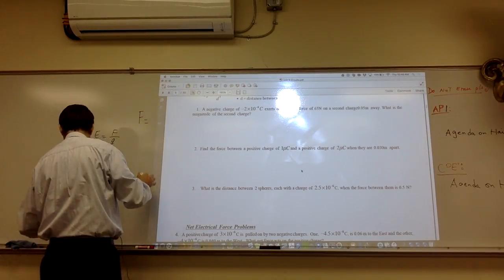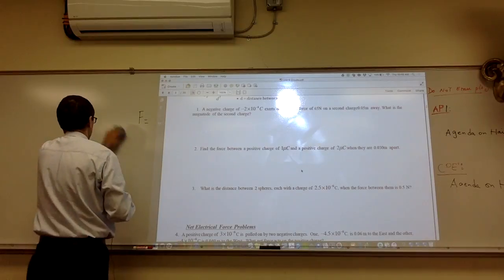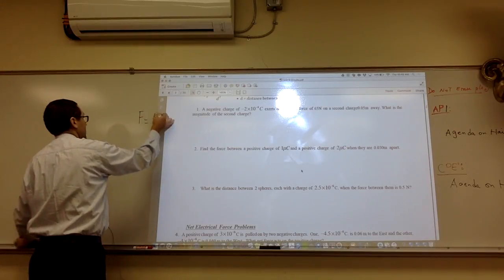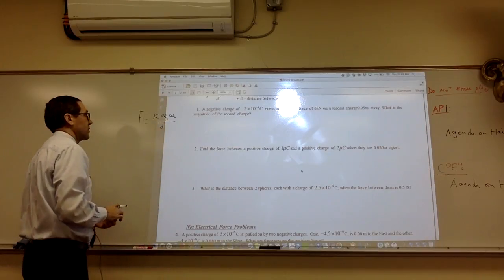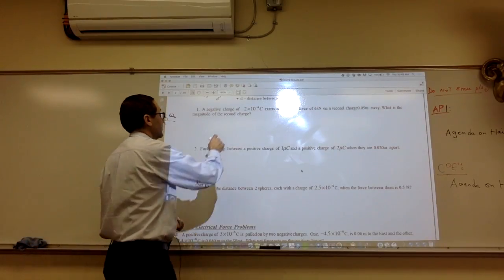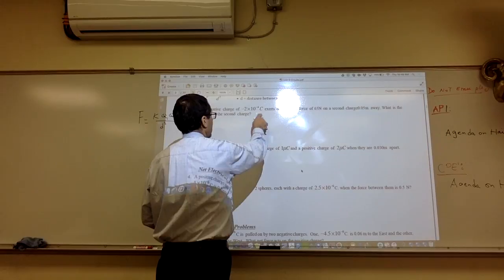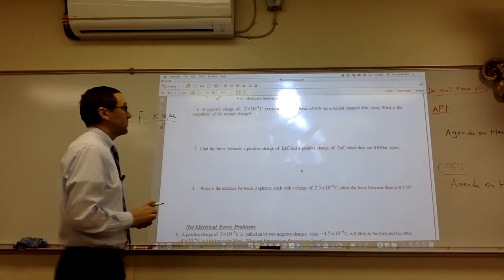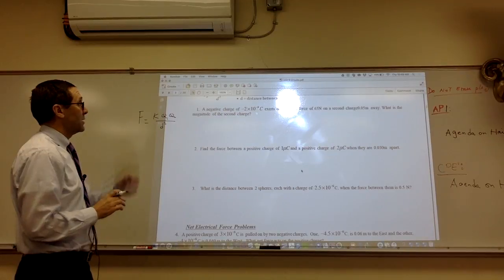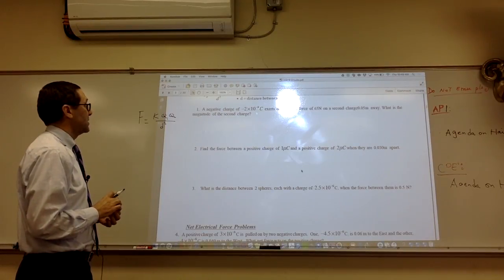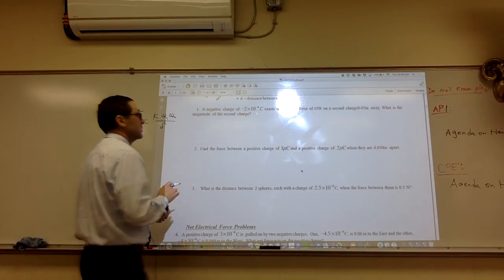F equals k Q1 Q2 over the distance that separates them squared. A negative charge of -2 times 10 to the -4 exerts an attractive force of 65 newtons on a second charge. So now we know that the other charge has to be positive. What is the magnitude of the second charge?